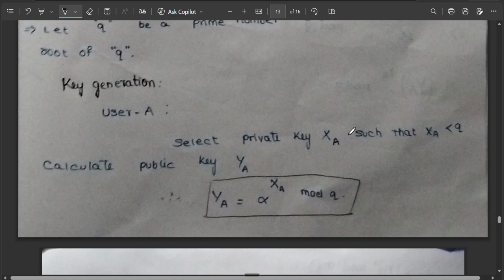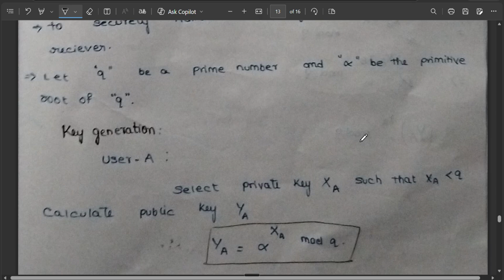Select private key XA such that XA should be less than q. Calculate public key YA with the given formula: YA equal to alpha power XA mod q. So q is the prime number and alpha is the primitive root of q. So this is the key point which you have to remember.